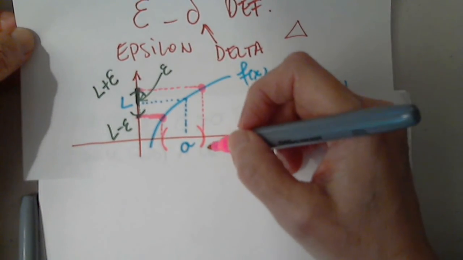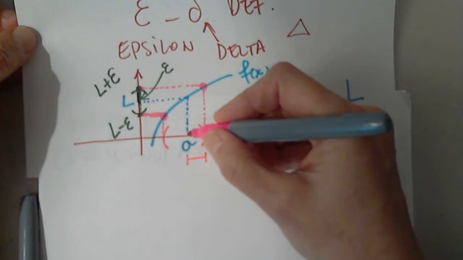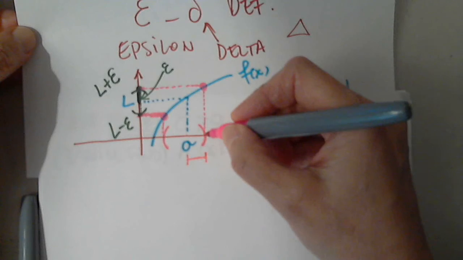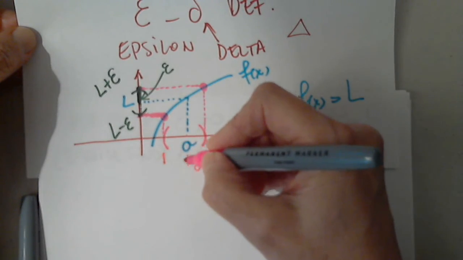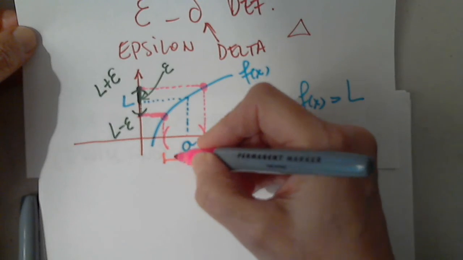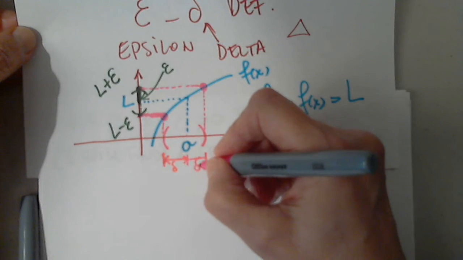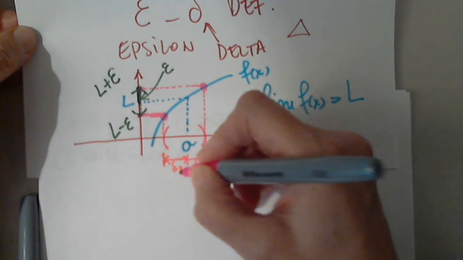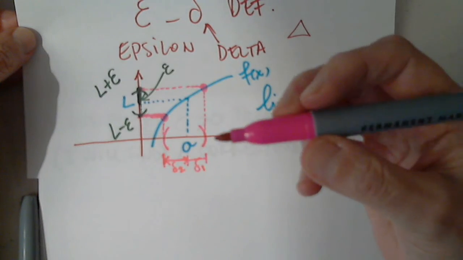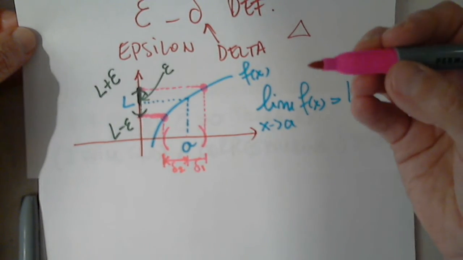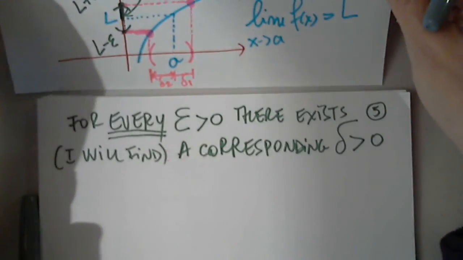Now the question is, this could be delta between A and the rightmost point, or this could be delta, not both, of course. So I'm going to call this delta 1 and this delta 2. Obviously they are not equal. So I debate now with myself, which one do I pick? Let's go back to the definition and then we'll come back to the graph.